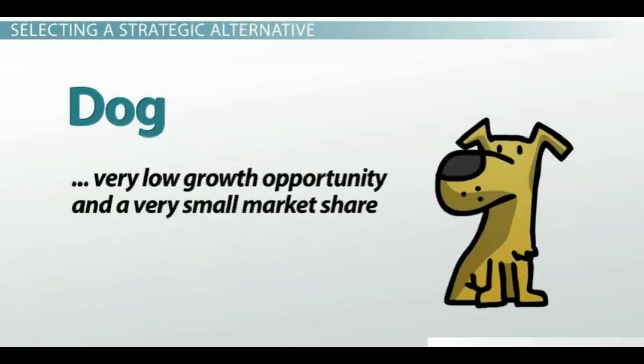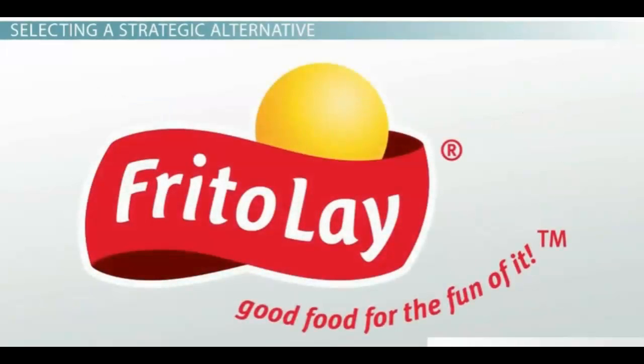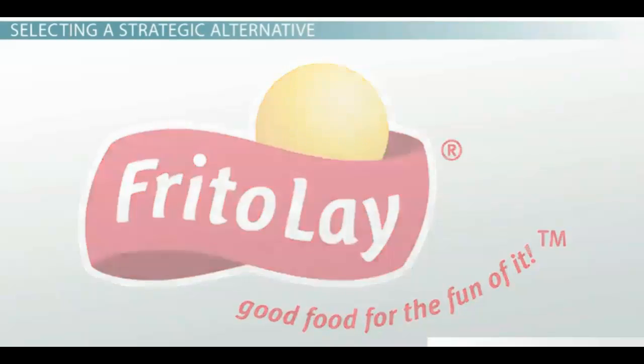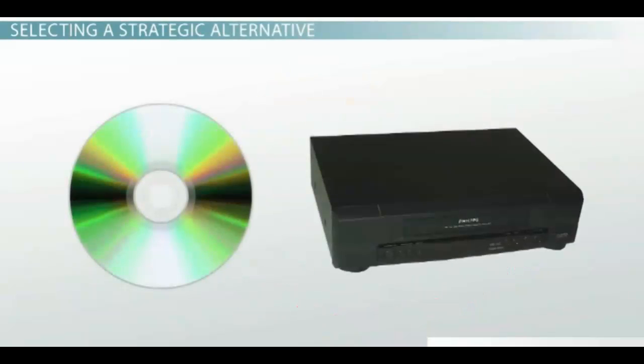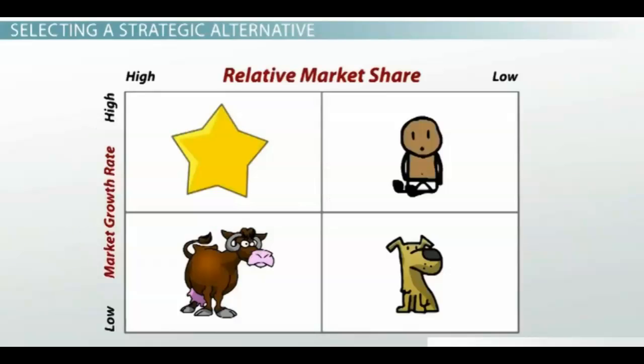The last area in the matrix is a dog. A dog has very low growth opportunity and very small market share. These poor performing products eventually become extinct. Frito-Lay's dog was the Stuffers cheese-filled snack, and recent dogs were the CD and the VCR, which have both gone out of production. Once a company has classified their SBUs in the matrix, they must then decide their future plans.